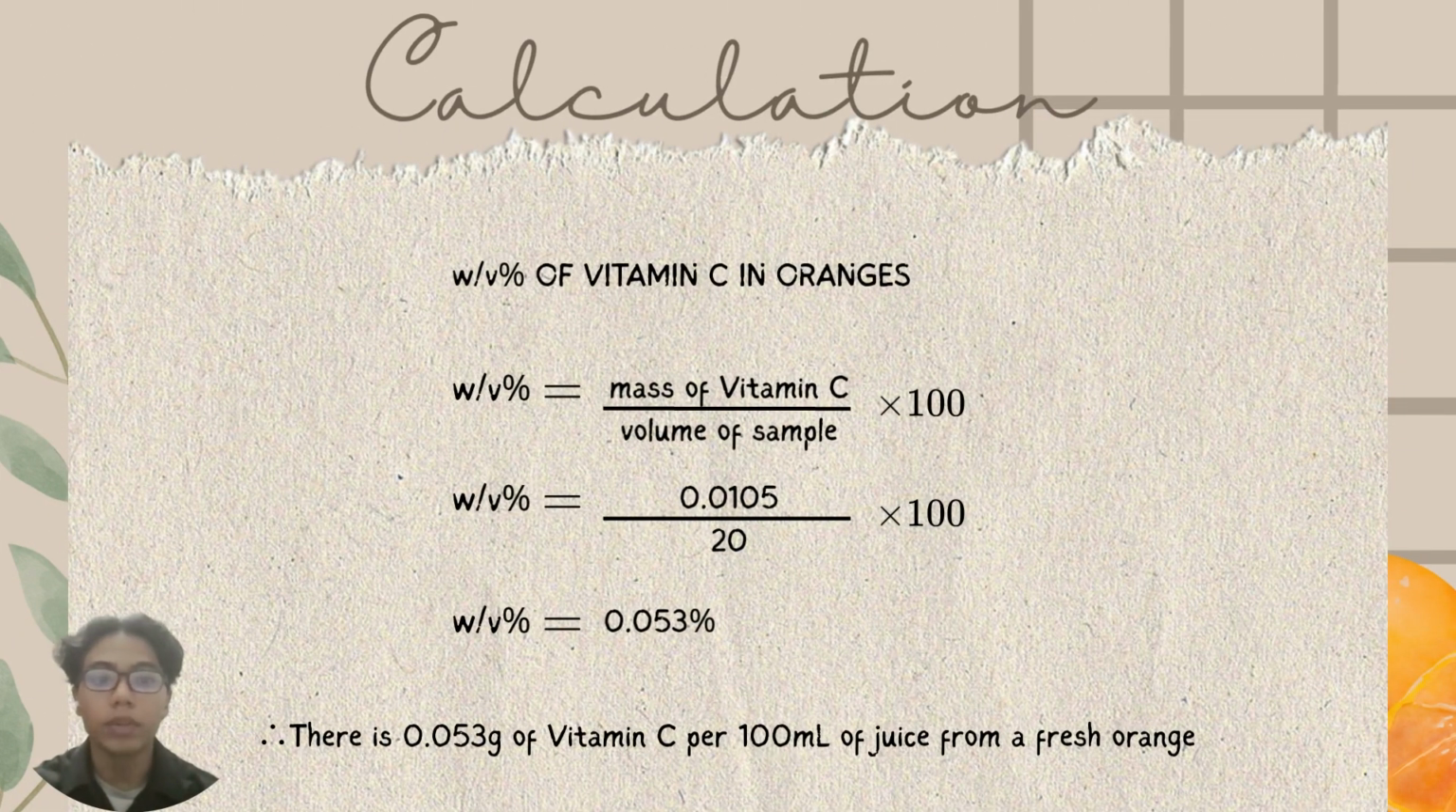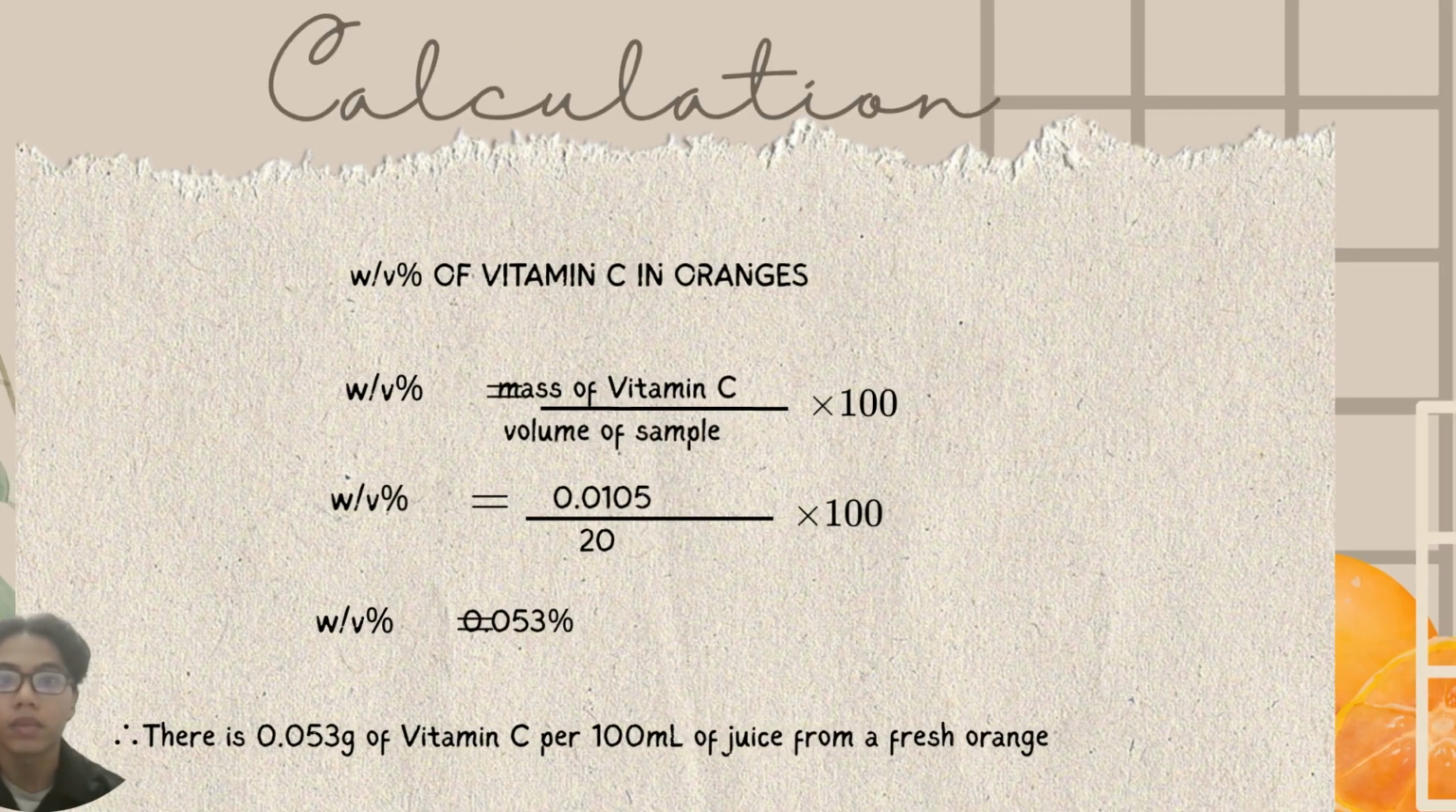Now that we have the mass of vitamin C, we could find the weight per volume percent by dividing the mass by the volume of sample and multiplying those by 100. We should get 0.053%. What this means is that in 100 ml of juice from an orange, there is 0.053 gram of vitamin C in it.